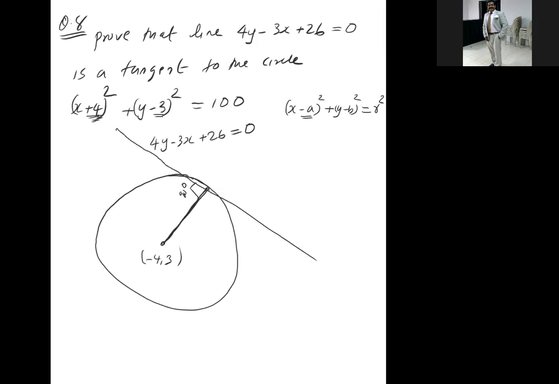Then what we have to do is solve these two simultaneous equations, because the line is exactly meeting the circle at this point. So solve the simultaneous equations and find this intersecting point. Using this intersecting point, you can find the gradient of this radius. And we know the equation of this line, so we can figure out the gradient of this tangent as well. If that gradient multiplied by this gradient gives -1, then we can say that these two are perpendicular, or that it is a tangent. Clear?